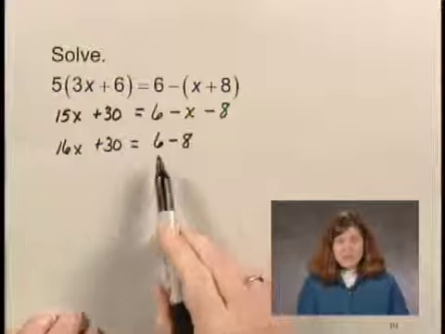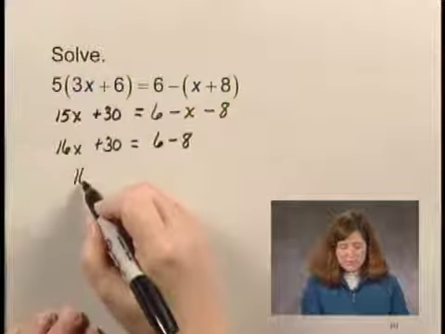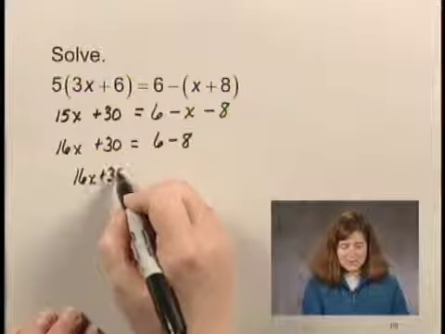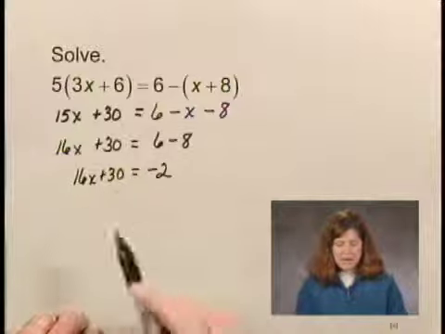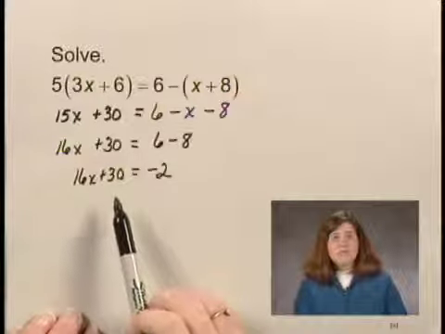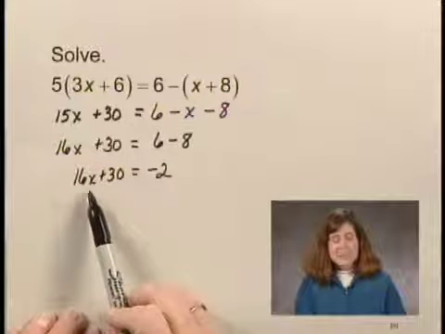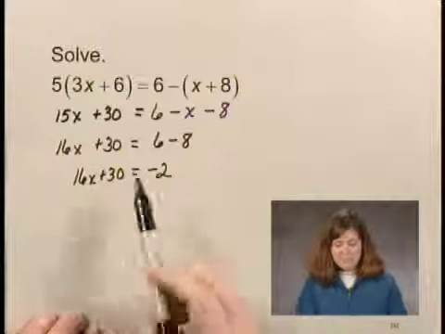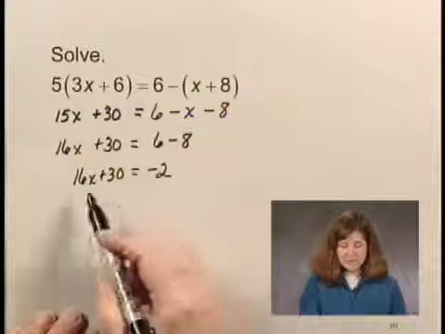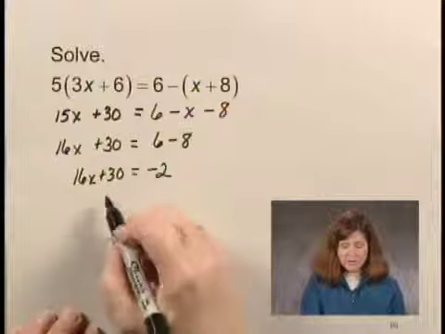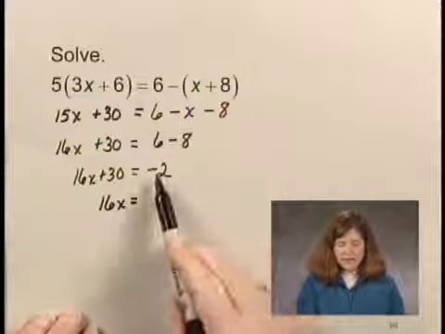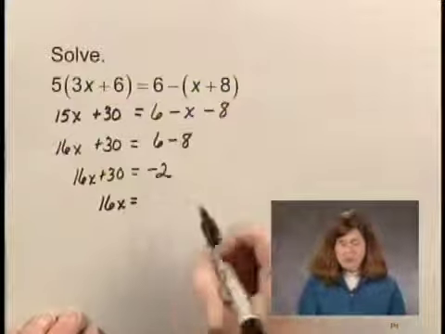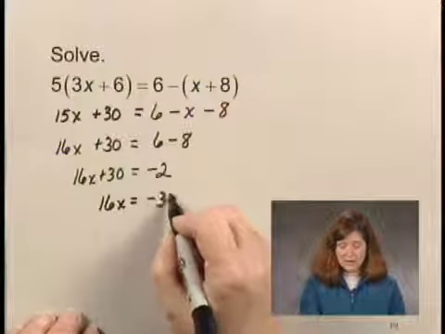The next step I can do is actually do the subtraction. So I have 16x plus 30 equals negative 2. And now I want to subtract 30 from both sides of the equation in order to get the 16x term by itself. Subtracting 30 on both sides of the equation, on this side would just give me 16x. On the right side, I have negative 2 minus 30, which would be negative 32.